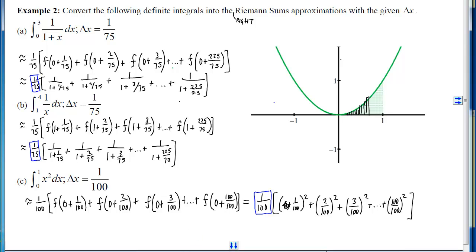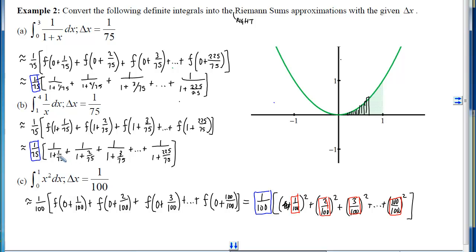So I'm going to switch colors here, and I'm going to look for inputs of functions that are 1 delta x away from each other. So if I take this and I add 1 over 100, I get the next one. If I add 1 over 100 to this one, I get the next one. I just keep going down the pike until I have the last one.